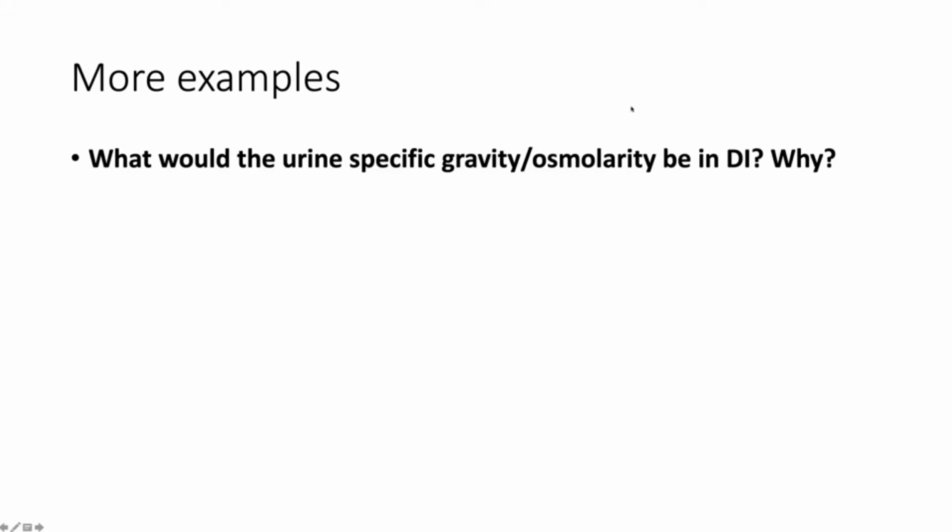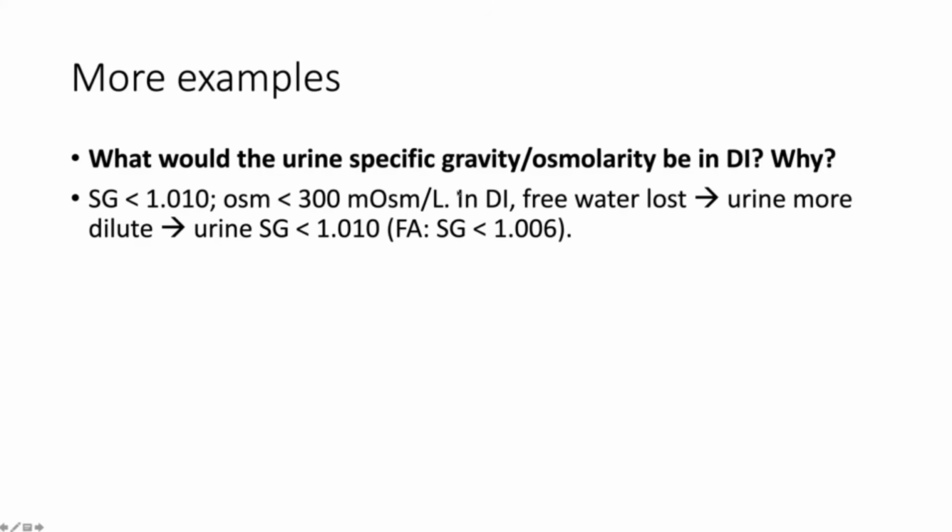So in DI, diabetes insipidus, where the kidneys don't respond to ADH, what would the urine specific gravity and osmolarity be? There's no ADH and the kidney is losing all the free water. The free water is in the urine. So the urine specific gravity will be less than 1.010 and urine osmolarity will also be less than 300. A lot less. First Aid says less than 1.006, but yes, a lot less. That is almost water.